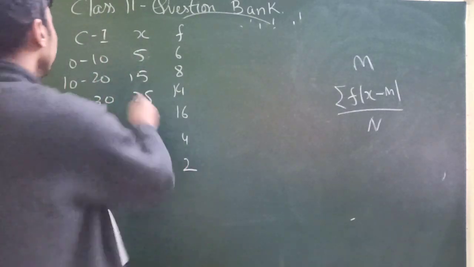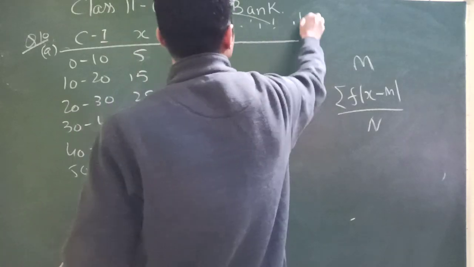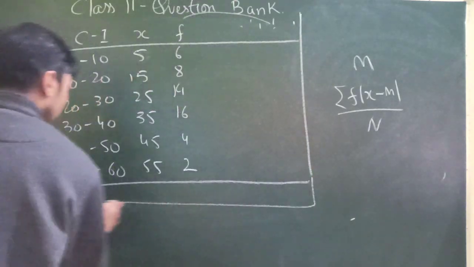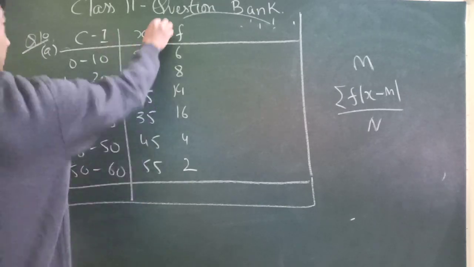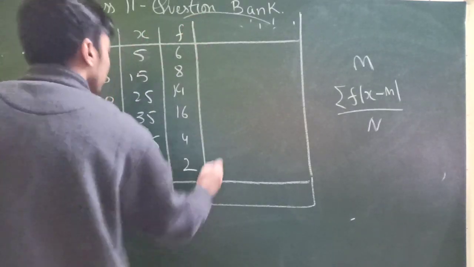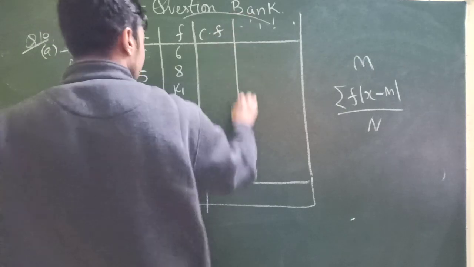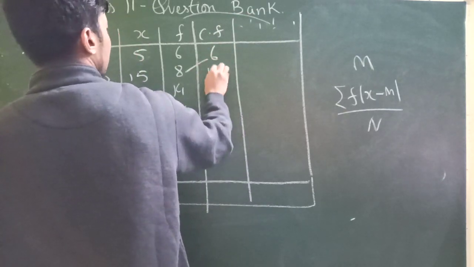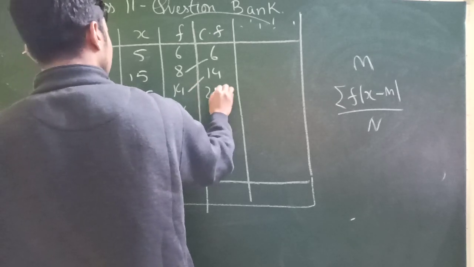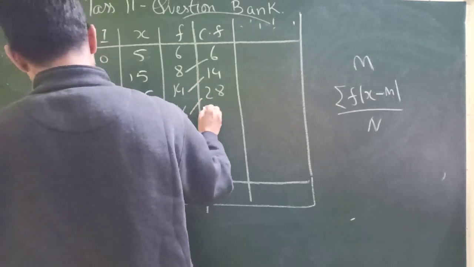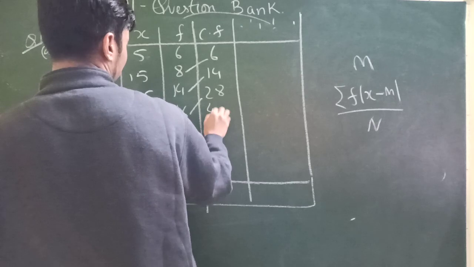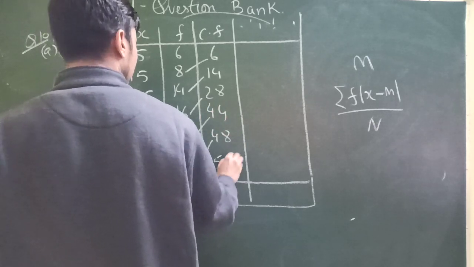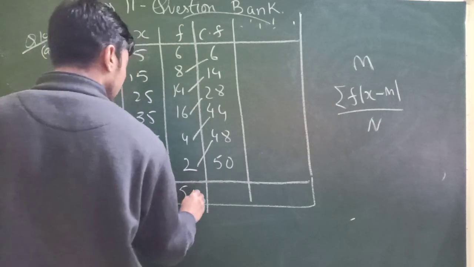So of course, to find out the median, we need a median. Up to class 10 standard you've already done this, so I'm sure I don't have to explain it in much detail. But still, the cumulative frequency that we have here is 6, 6 plus 8 is 14, 14 plus 14 is 28, 28 plus 16 is 44, 44 plus 4 is 48, 48 plus 2 is 50, and this total also will be 50.